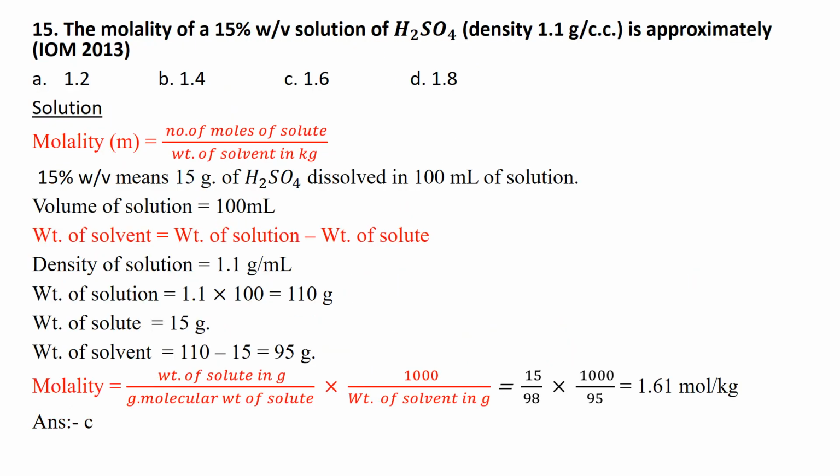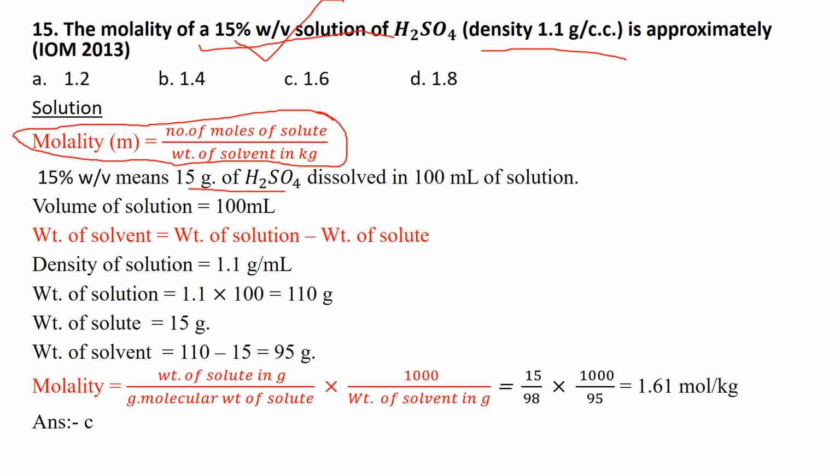Next question, molality, right? This question is very important and it is based upon molality. We have to calculate the molality of the solution by using this formula. A 15% W by V solution means 15 gram of sulfuric acid dissolved in 100 milliliter of solution. Then the volume of the solution will be 100 milliliters. We have to calculate the weight of solvent in kg, and the density of the solution is given as 1.1 gram per ml. Then the weight of solution will be 1.1 into 100, where 1.1 is the density and 100 is the volume. So density times volume gives the weight, that is the weight of solution will be 110 gram.